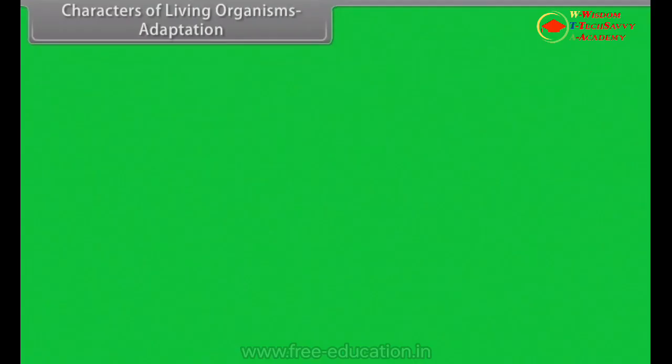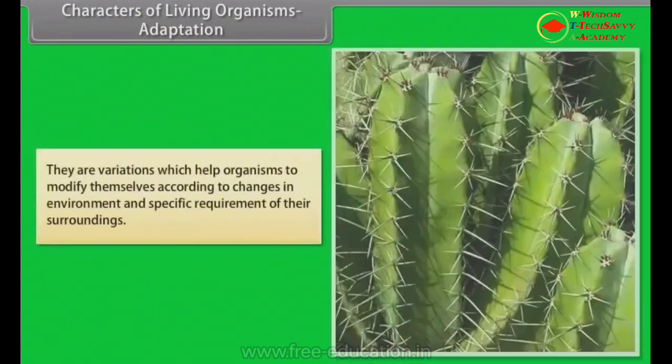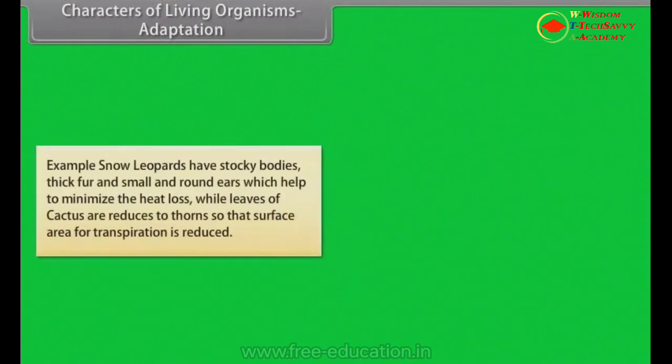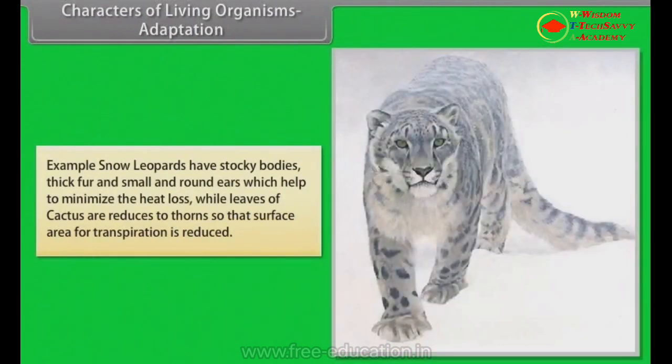Characters of living organisms. Adaptation. They are variations which help organisms to modify themselves according to changes in environment and specific requirements of their surroundings. Example: snow leopards have stocky bodies, thick fur, and small and round ears, which help to minimize the heat loss, while leaves of cactus are reduced to thorns so that surface area of transpiration is reduced.